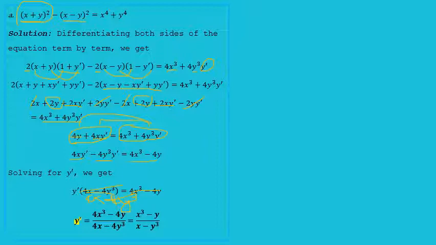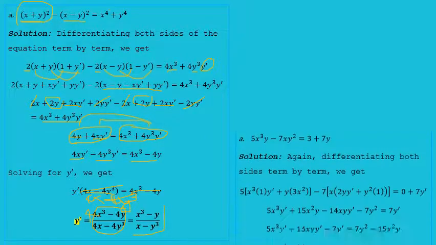Okay, so we have 4x cubed minus 4y over 4x minus 4y cubed, or we can reduce this one as x cubed minus y over x minus y cubed, kasi ang greatest common factor of both numerator and denominator is the constant 4. So, pwede siyang ma-reduce in lowest terms. So, ito yung implicit differentiation ng given natin na function.